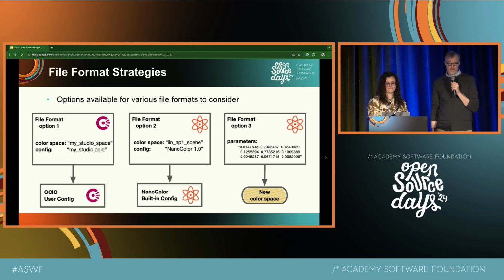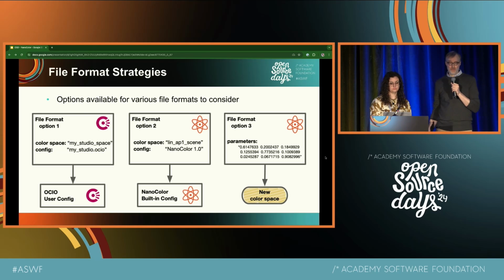So let's look at it from the point of view of someone creating a file format. There's various strategies. The first one is the traditional OCIO approach where the file format would store the name of a color space that would be looked up in a user-defined config file. A new one that we're adding is option 2, which is basically the same thing. You're still storing a color space name string, but in this case, it's one of the core color spaces that would be looked up in NanoColor's built-in config.